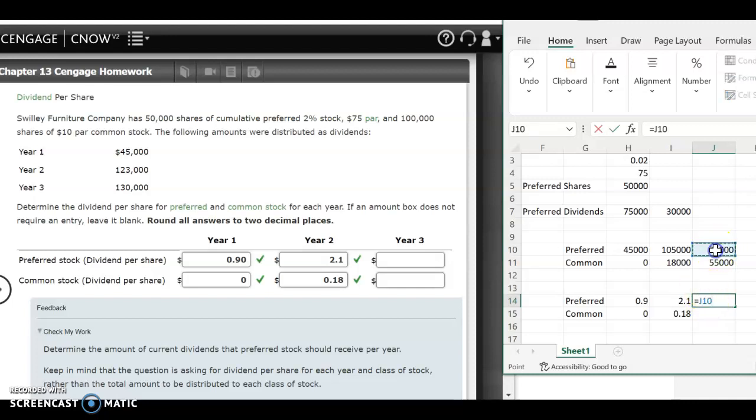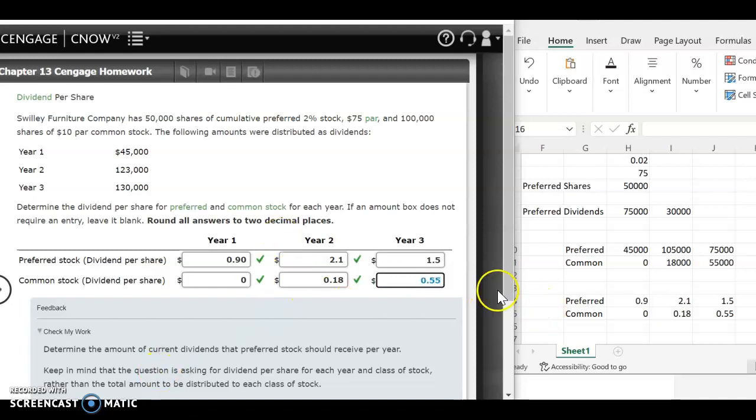For preferred dividends per share, divide that by the 50,000 shares. For common, take the amount of dividends they got and divide it by 100,000 shares. That's given to you in the problem, the number of shares. Okay, so that would be $1.50 per share and 55 cents per share for common.